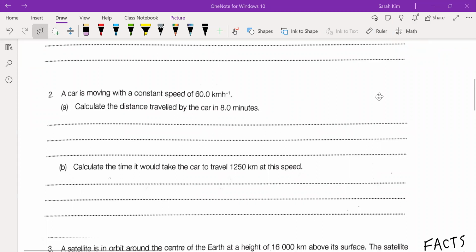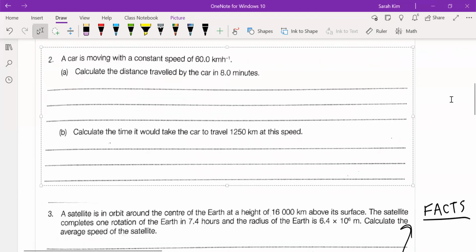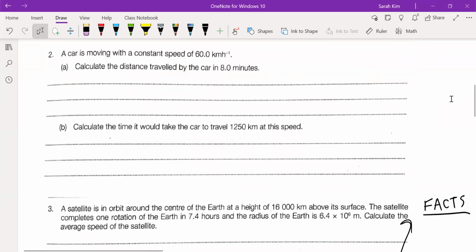A car is moving with a constant speed of 60 kilometers per hour. So I can obviously start with my facts here. Calculate the distance traveled by the car in 8 minutes. So start with my facts. What are some facts I've got?